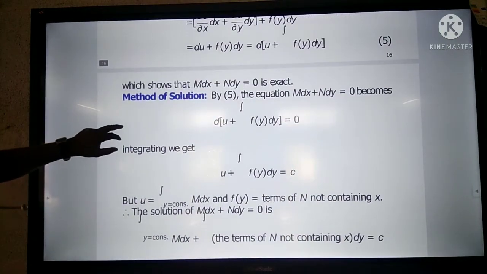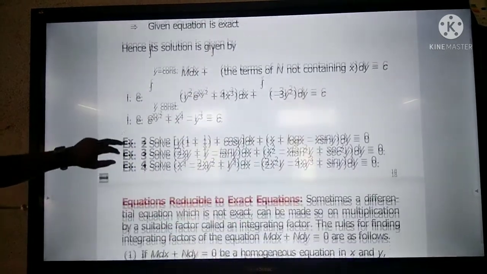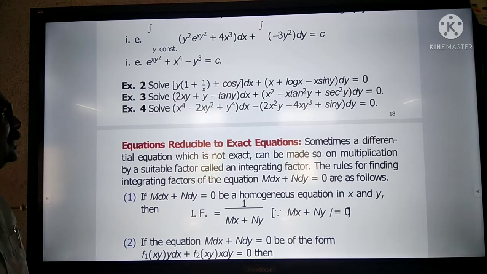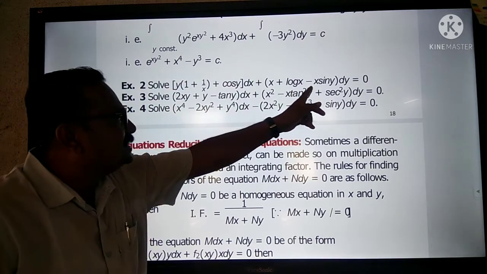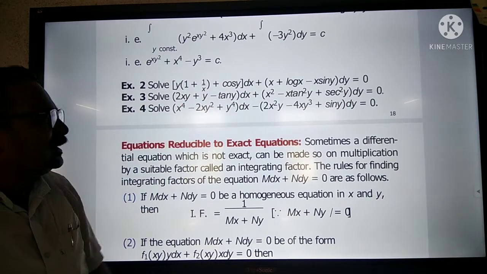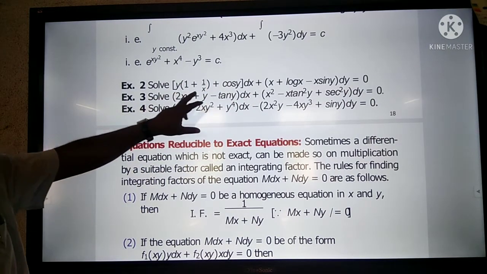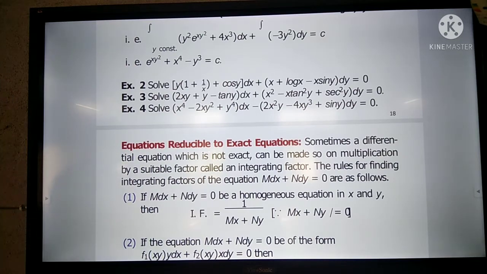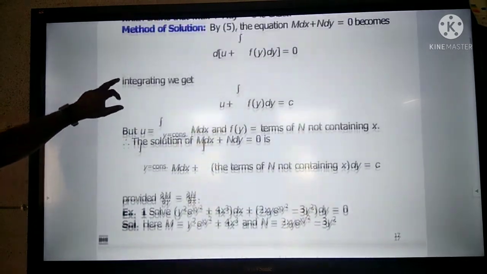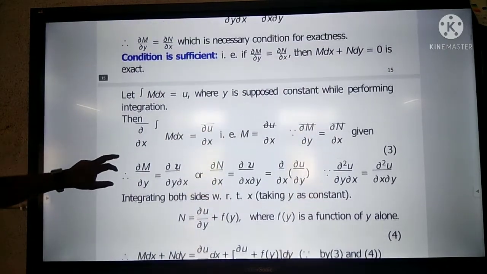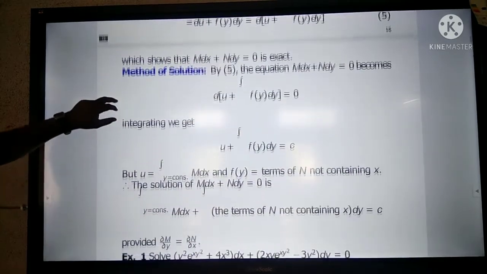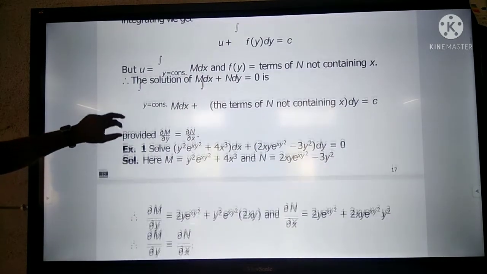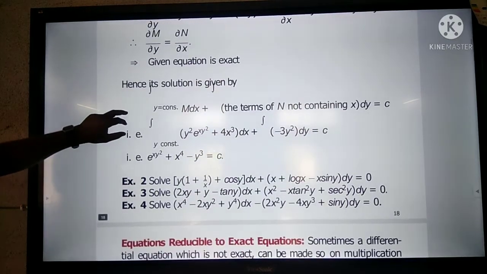See the examples now. How to solve such examples: the given bracket means M dx plus N dy is 0. You can identify M and N easily. Check whether it is exact or not by using the theorem: the equation M dx plus N dy equal to 0 is exact if ∂M/∂y equals ∂N/∂x. Then I will tell you the solution of that differential equation directly.